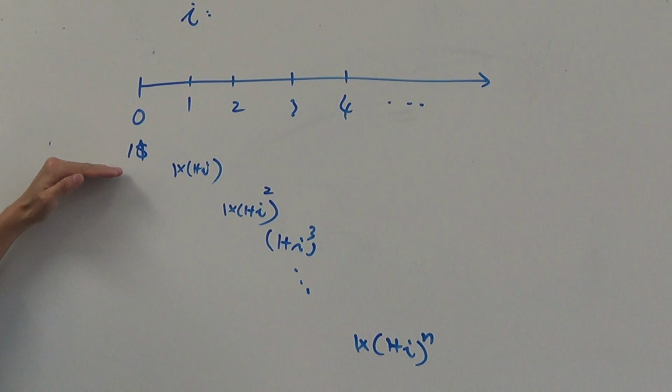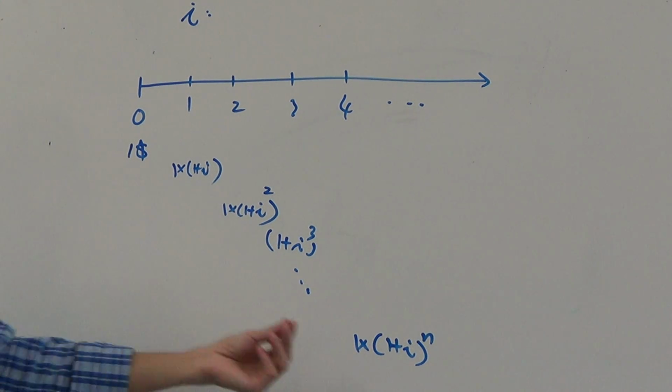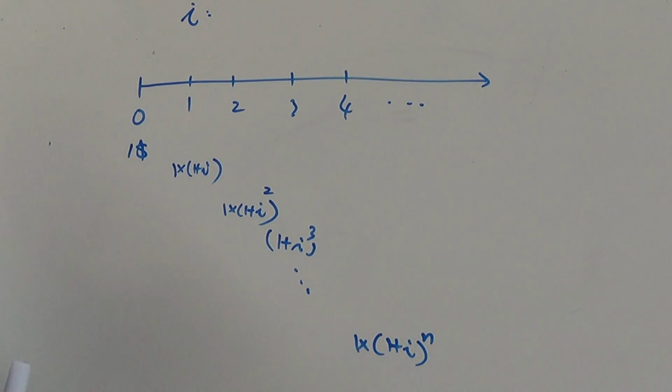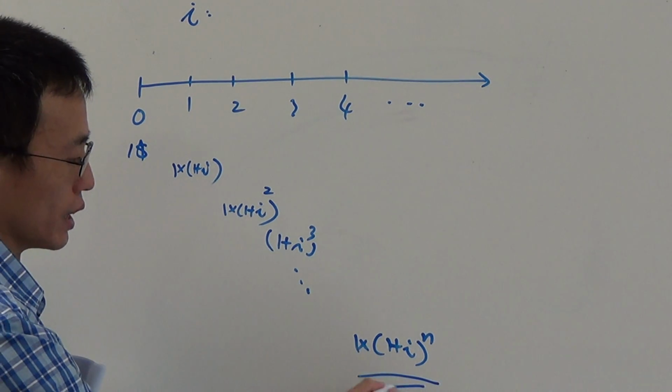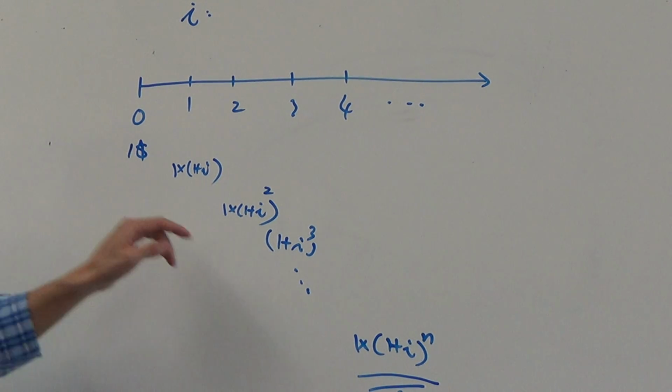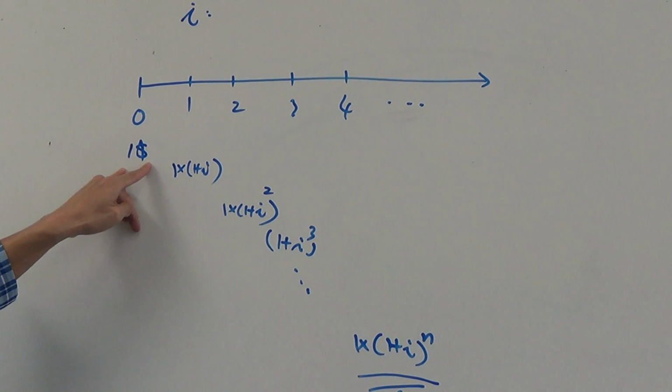But for our purpose, we are not interested in getting the future value. Instead, we are going to think backward. We are going to say that in the future there are this many dollars. What's the present value of this many dollars? Clearly, it should be $1, right? It should be $1. Okay.